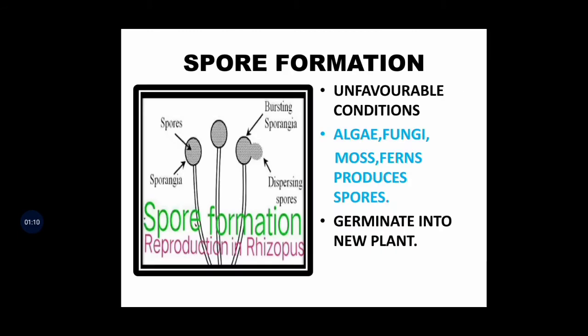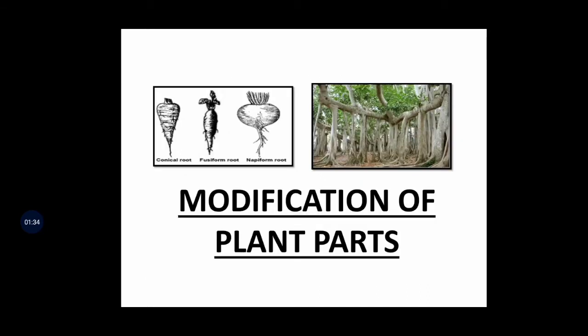Spore formation. What is spore formation? Scarcity of water, high temperature, nutrient deficiency in soil, etc. are some of the unfavorable conditions. During these conditions, non-flowering plants like algae, fungi, moss and ferns produce spores. They germinate into a new plant when favorable conditions return. This we call spore formation.